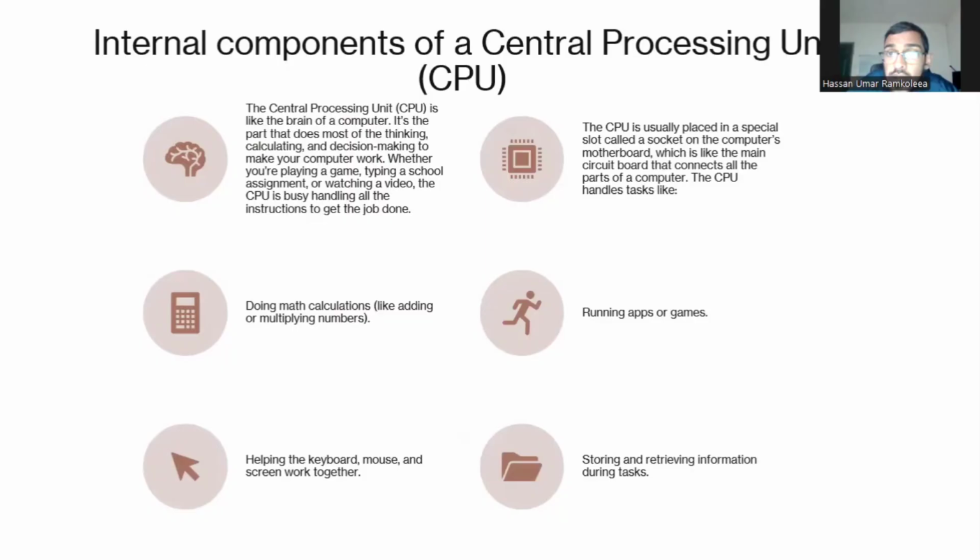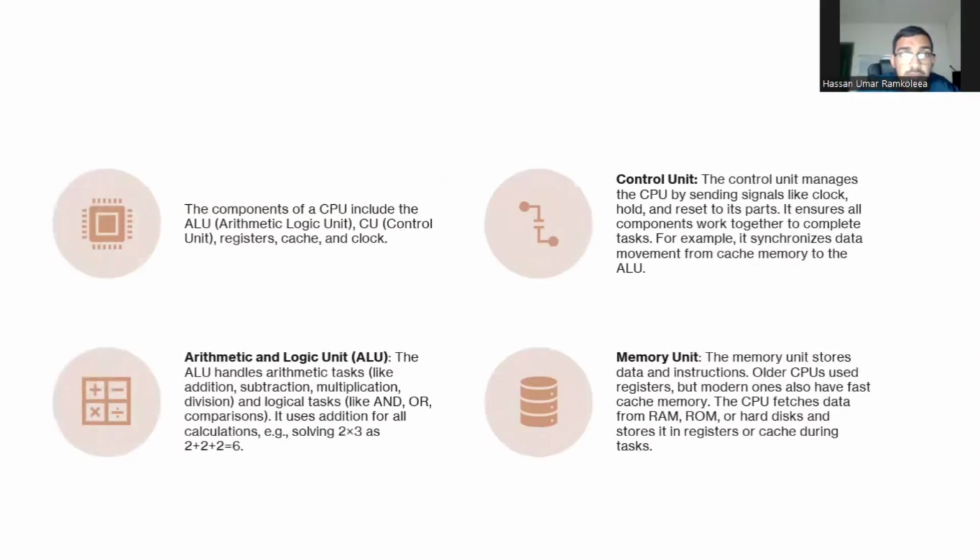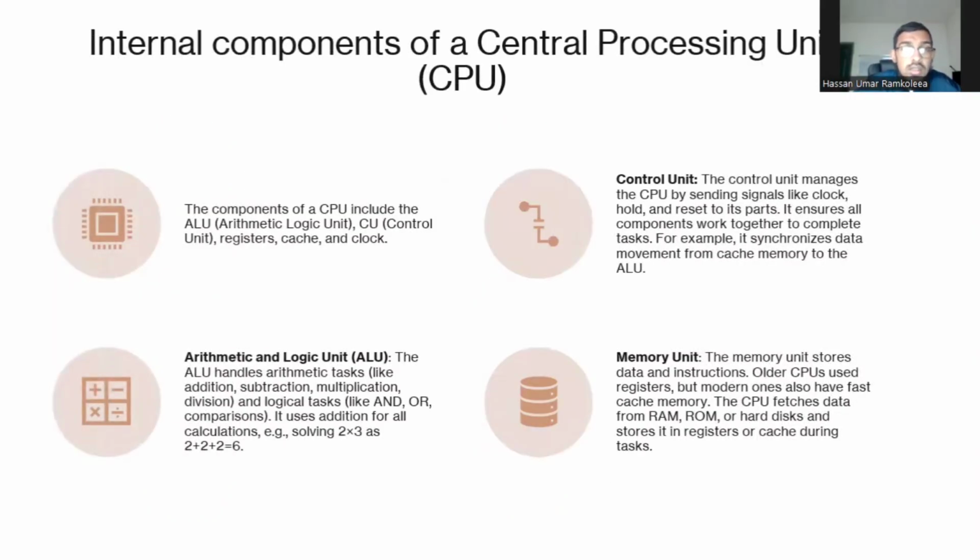The CPU handles tasks like running apps or games, storing and retrieving information during tasks, and also like we said before, doing maths calculation, helping the keyboard, mouse, and screen work together. And what we have more in the CPU include the ALU, arithmetic logic unit, the control unit, also known as the CU, the registers, cache, and clock.